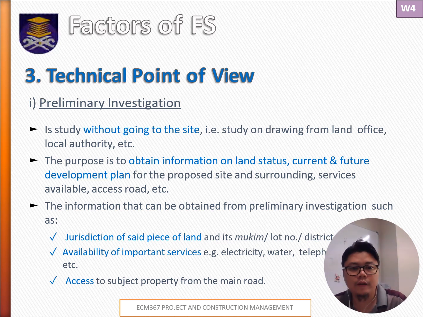Okay, and the third factor is from a technical point of view. So before building anything, it is common that we start with a preliminary investigation. This is to check out all the details about the land without actually going there. What we can do, we look at the maps, talk to the local offices, and then we try to learn who owns the land, what it is for, and what services like water and power are available there. This is to give us an early overview of what we can expect about the site.